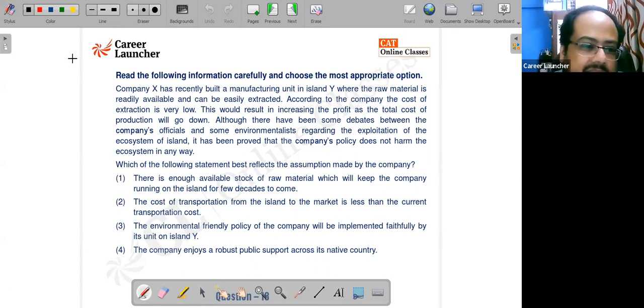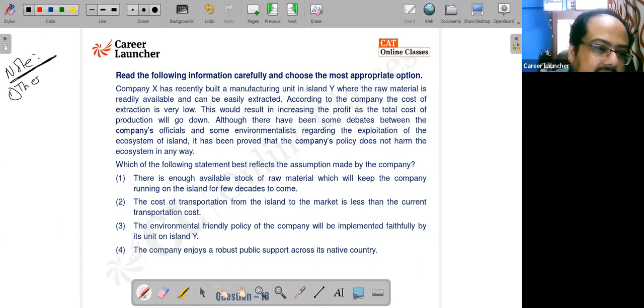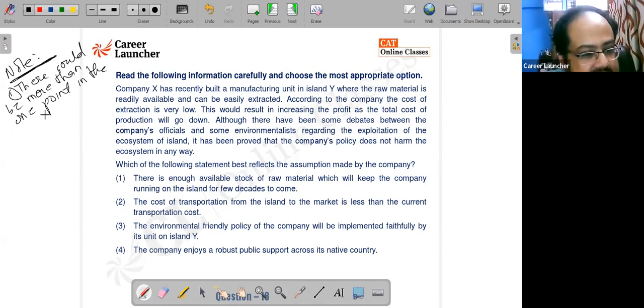Okay. Just make a note of one thing, that when you are doing these questions, there could be more than one point in the text. That's possible. In fact, that happens in this question, that there is more than one point in the text.